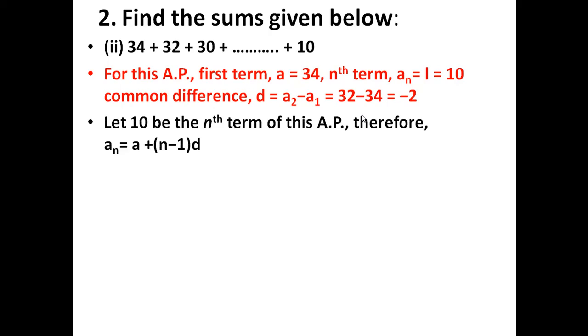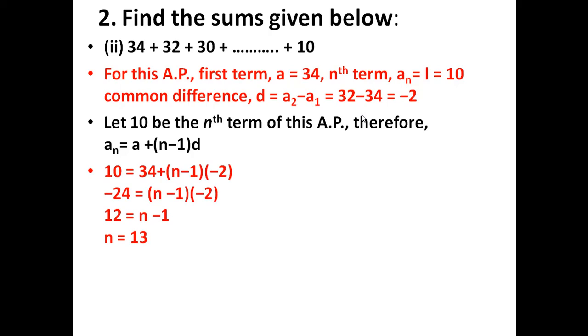Then we don't know what n is. The nth term we know, but we don't know what n is. So we have to find that first. So an equals a plus n minus 1 into d. In this formula, if you substitute, we can find the value of n. First you have to find the value of n. So substitute it. So an equals 10, that's the last term, no? So an is equal to 10. Then first term 34 plus n minus 1 into d.